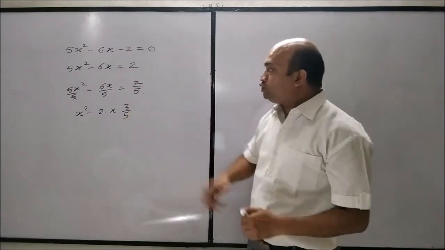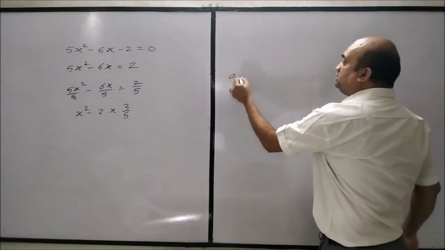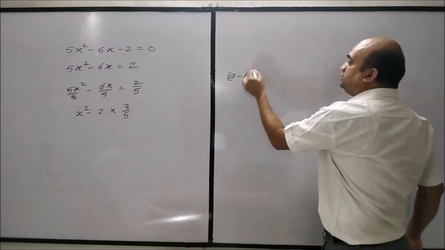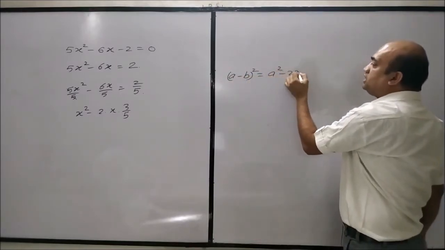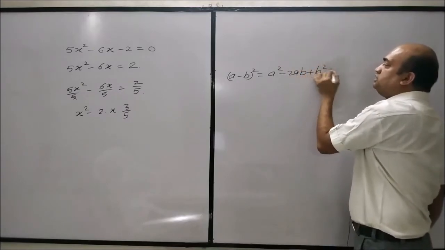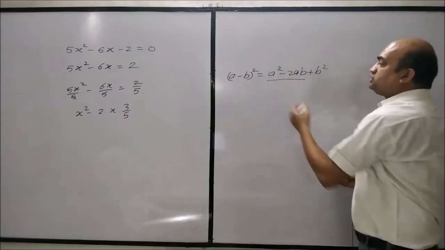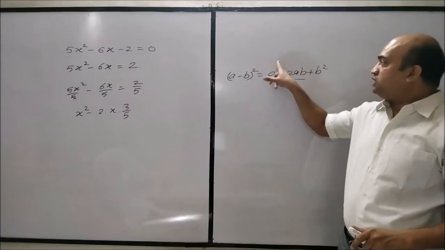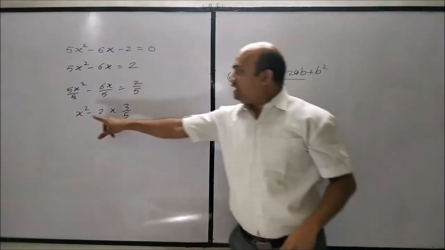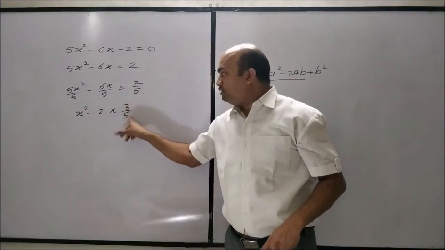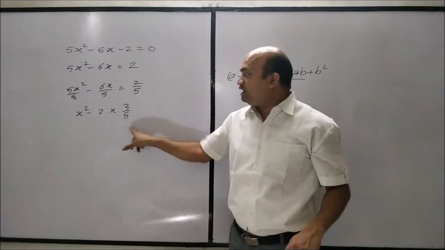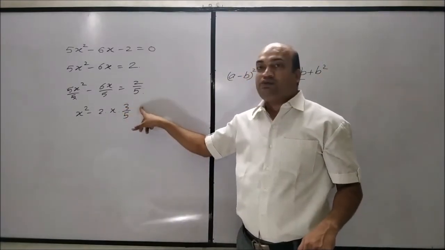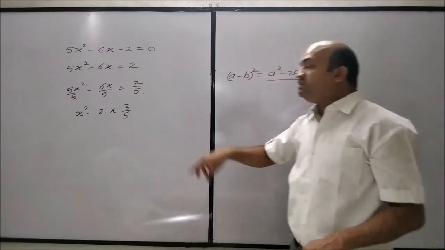Okay, these two terms we arrange by the formula a minus b whole square. A minus b whole square is a square minus 2ab plus b square. You see this first two terms, a square minus 2ab. In the formula we need b square more. What is b here? Here b is 3 by 5. So 3 by 5 square we need more.